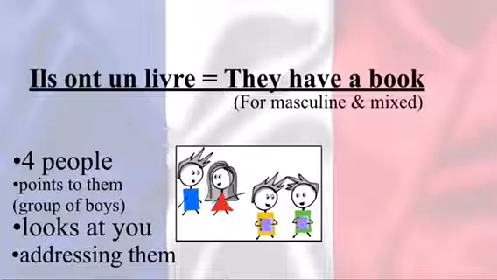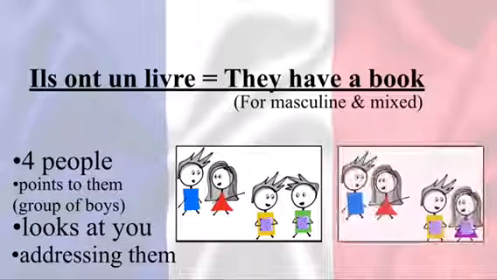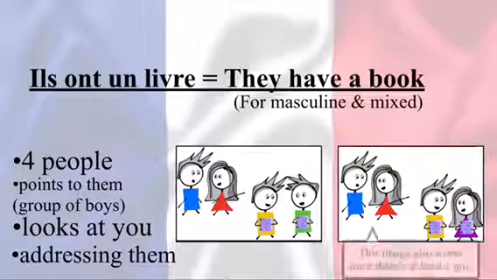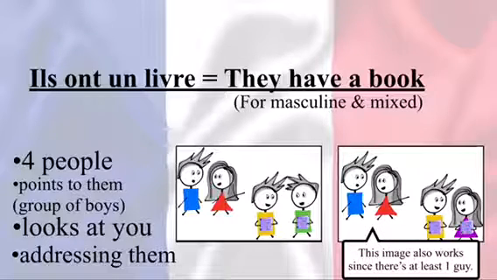Ils ont refers to a group of guys, but it also refers to a group of mixed genders, even if there's just one girl or a million girls. If there's a single guy, then the masculine form of they have, which is ils ont, takes over. The power of men, am I right?